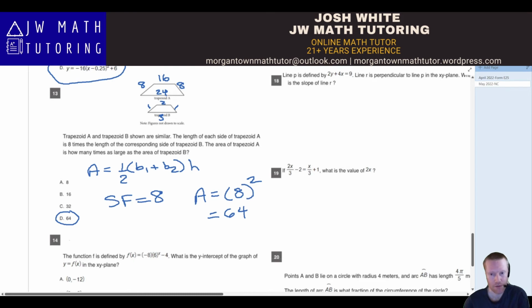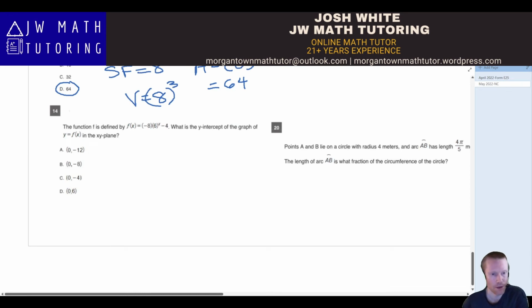Similarly, if you were asked to find the volume of some type of 3D shape, and you knew that each side was 8 times as large, then the volumes between the two of them would be 8 to the third as large, which should work out to 512, basically 64 times 8. So the point is, when you're finding an area or a volume, when you have two things where there's a scale factor between the lengths of the sides, the ratio of the areas is going to be equal to the square of the scale factor. The ratio of the volumes is going to be equal to the cube of the scale factor.